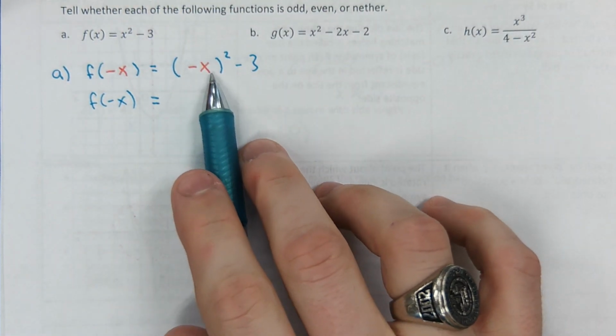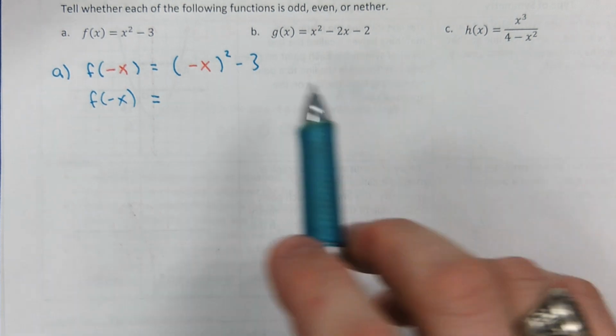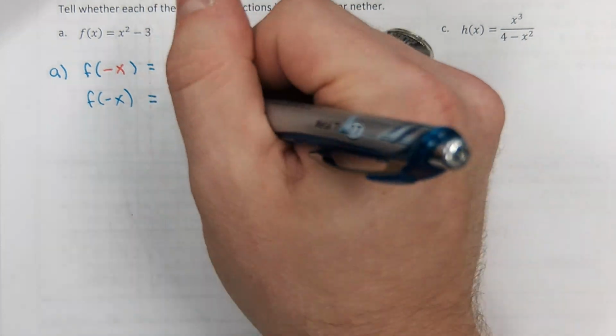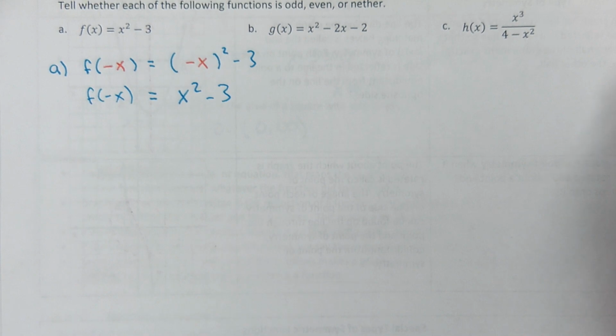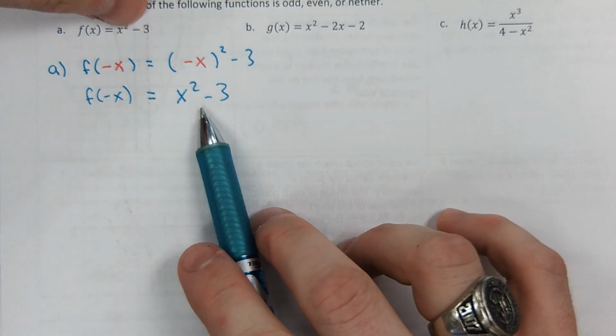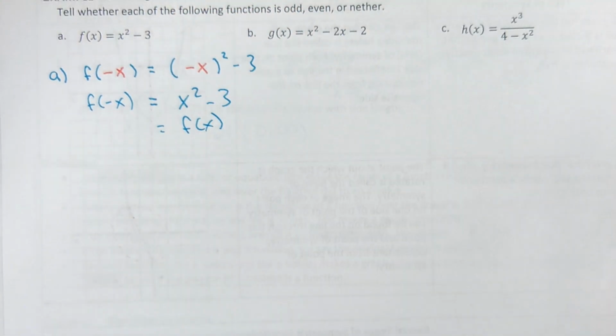Here this says negative x quantity squared. That means negative x times negative x. When I multiply two negatives, what kind of number do I get, class? Positive. And anything times itself is squared, right? So negative x times negative x is positive x squared. Oh, and here's minus 3. Oh, but x squared minus 3, that's my f of x. So replacing my x's with negative x's resulted in no change at all. And because there was no change, we could say that is an even function.